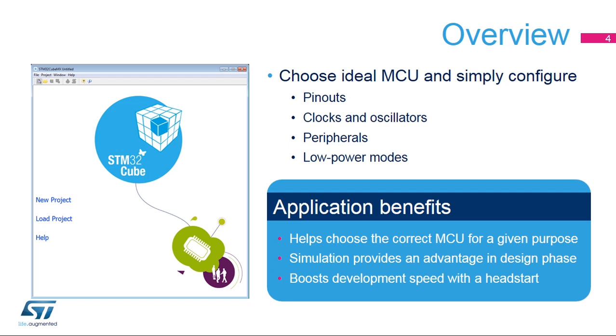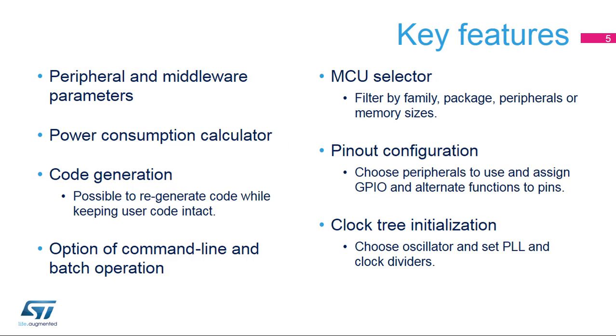The application is intended to ease the initial phase of development by helping developers select the best product with regards to features and power. The user interface is built around a natural workflow of choosing a suitable MCU, selecting the required peripherals, and assigning pin configurations. The power consumption calculator aids in designing an efficient system. Finally, the project initialization code can be generated and potentially regenerated while keeping the user code intact.